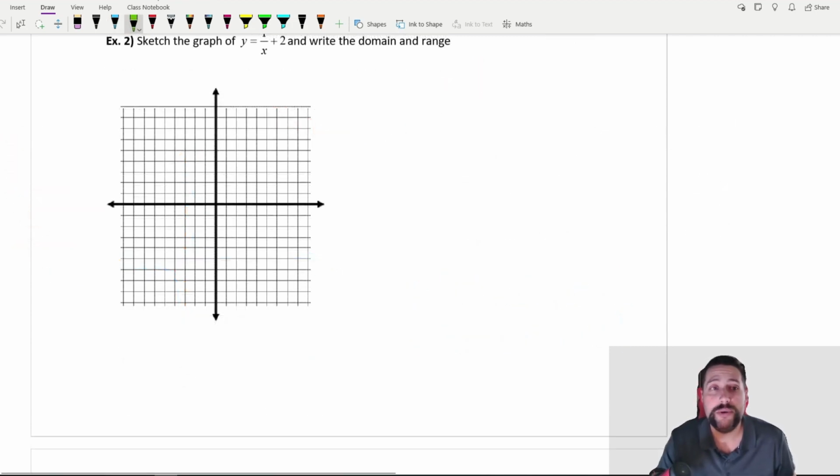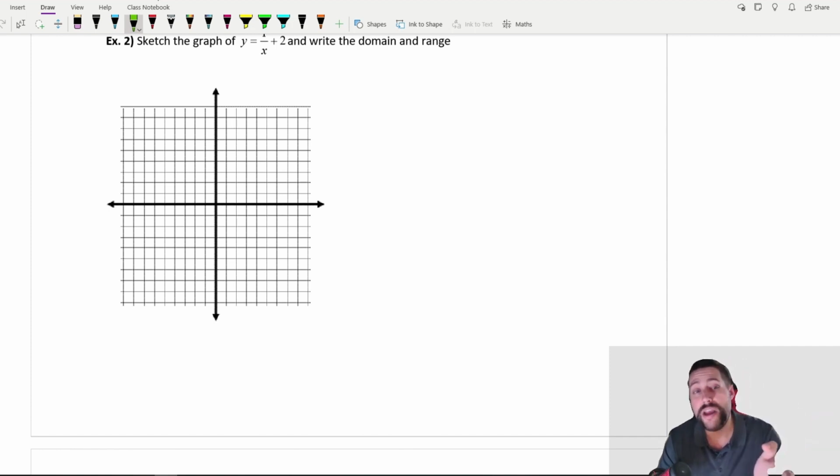Moving on to the next example, we have sketch the graph of y equals 1 over x plus 2, and we're going to write the domain and range. From our previous example, we had a number underneath the fraction, in the denominator of the fraction, and that caused us to move left and right.